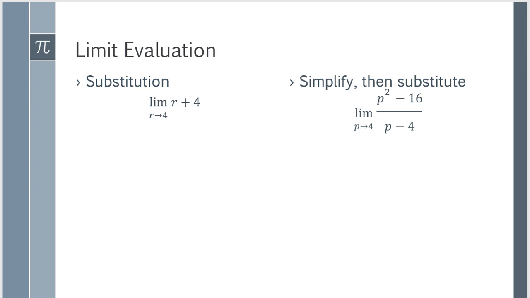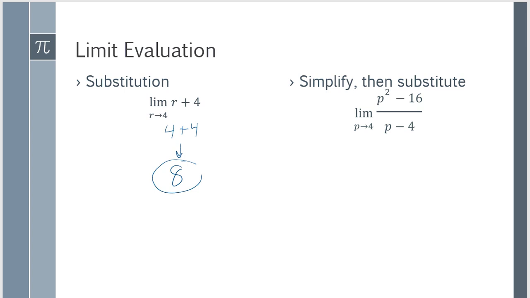To evaluate this, the first thing I try is let's just plug 4 in for r and see if we get a real number. If I plug 4 in for r, I get 4 plus 4, which is 8. That is a real number, and there we've evaluated the limit. This is why I said 95% of what we're doing with limits, this is how we want to evaluate them, because it is the easiest.